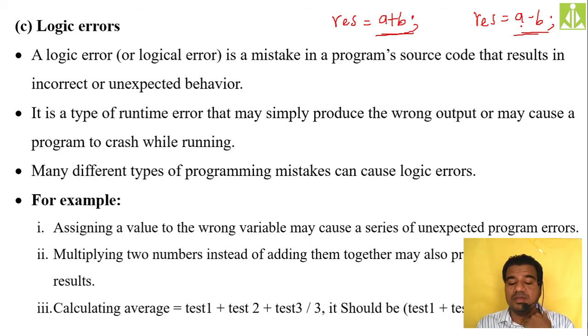So, assigning a value to the wrong variable is a logical error. Multiplying two numbers instead of adding them, or here, what we are doing, subtracting instead of adding, is also a logical error.